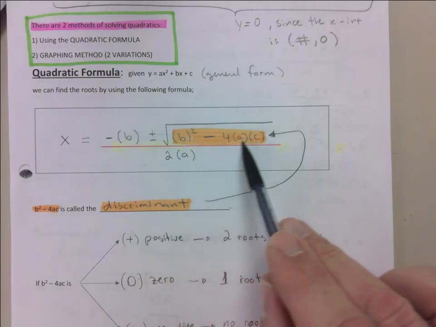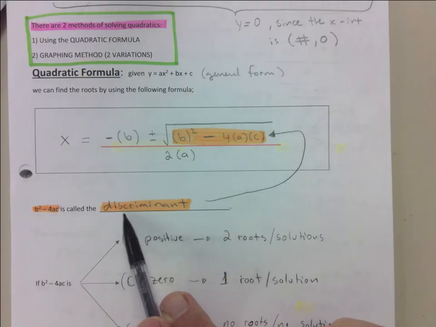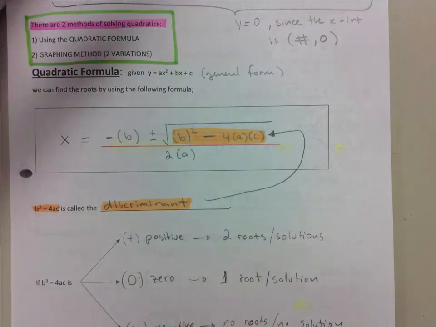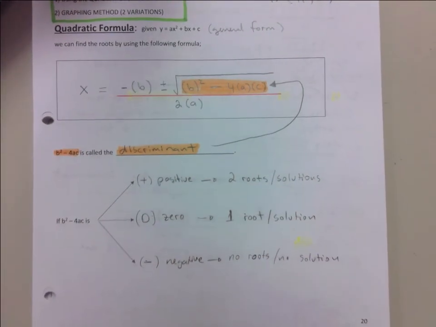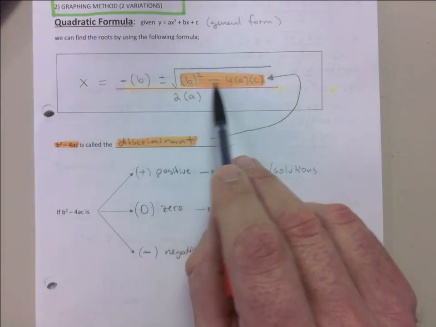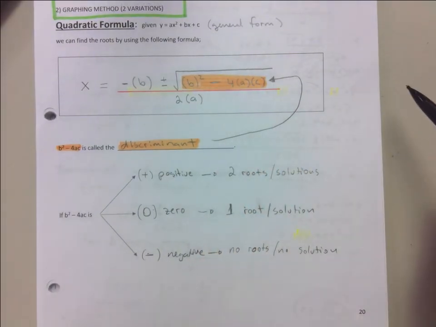This part in here, right, inside the root is called the discriminant. And so you should also know what that is if I ever ask you for it. If you only want to know, listen to this part, if you only want to know how many x-intercepts this quadratic has, okay, all you need to do is this part inside the root. And that result will tell you 0, 1, or 2 answers, okay?